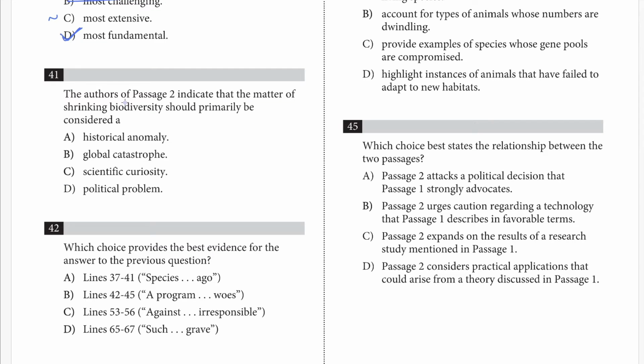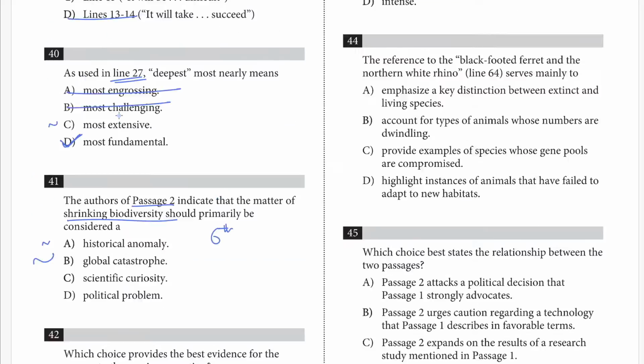Okay, the authors of passage 2 indicate that the matter of shrinking biodiversity should primarily be considered a, now they haven't given any number, any references, so let's think about it. A historical anomaly. They did talk about historical, it's the sixth extinction, right? But it's not an anomaly of any sort, right? The matter of shrinking biodiversity, a small maybe, but let's look at the other ones. A global catastrophe, yes. Yes, very big maybe, right? This biodiversity, it's like a die-off. It's what they're saying over here, right?